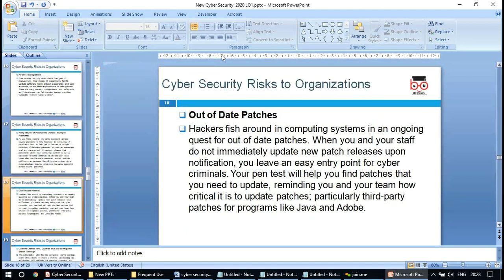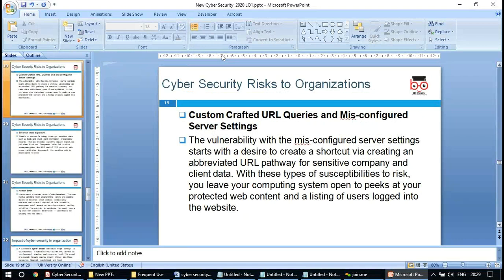Then out-of-date patches, like updates to the software. If we don't update our software or operating systems, it is again a risk. Then furthermore, custom crafted URL queries and misconfigured server settings. If you have a very strong server but did not configure it well, it would be a problem. And sometimes you create short links to access your website. For example, you created a software that had many URLs, and in order to reduce writing the big URLs, you created a short URL.